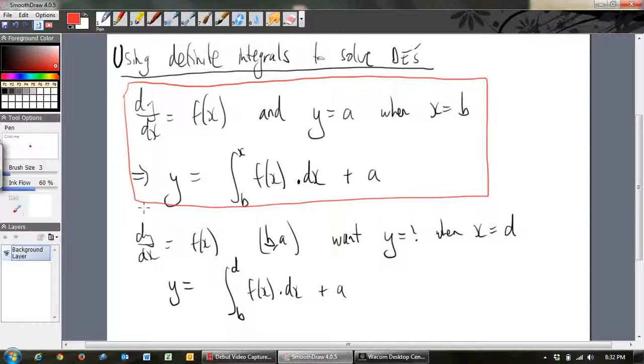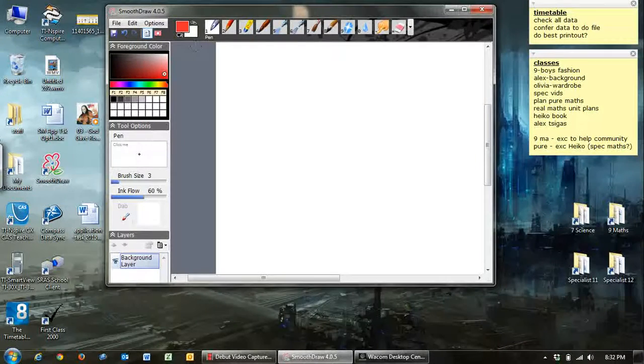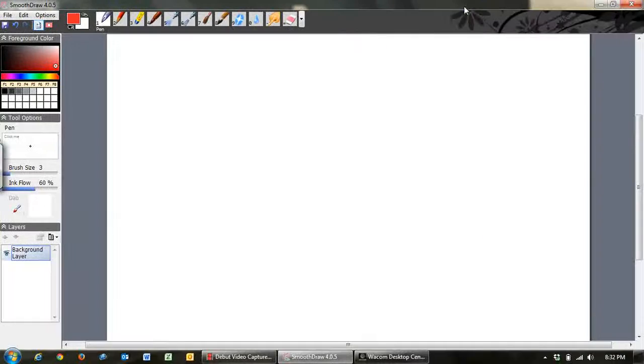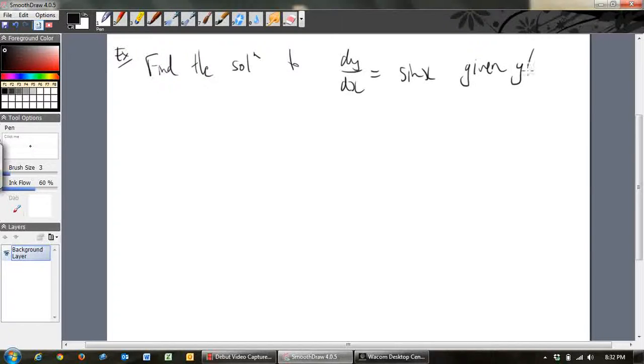This one's just an application of that rule, so let me quickly run you through a quick example. Find the solution to dy/dx equals sine x, given that y of 1 equals -3.